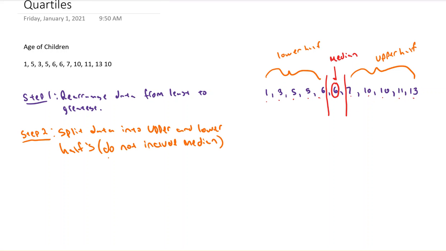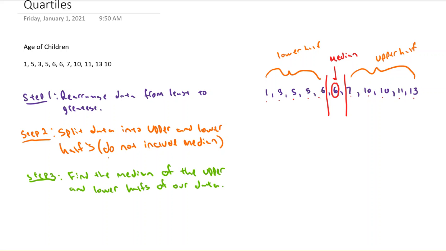Once we've done this, what we're going to do is we are going to find the median of the lower half of our data and the median of the upper half of our data. So I can use my little cross out trick here to get that 5 is the median of the lower half of my data, and my cross out trick on the upper half to get that 10 is the median of the upper half of my data.